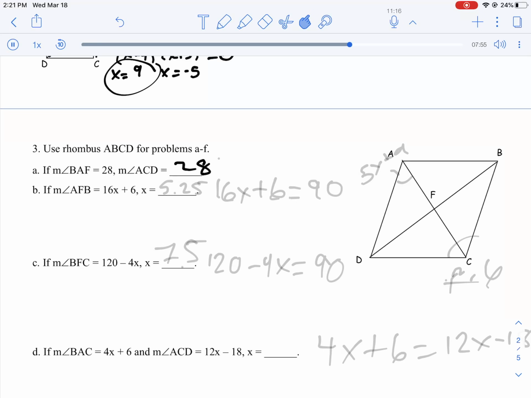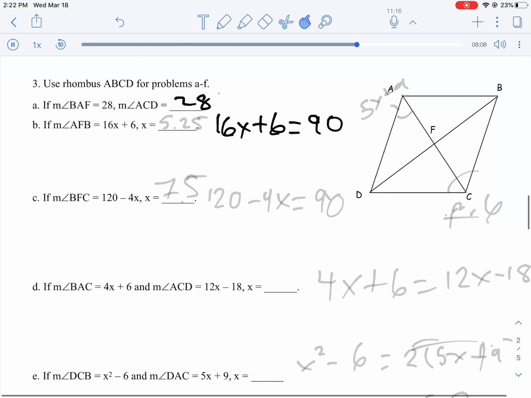Again, in a rhombus, diagonals are perpendicular, so you take that and set it equal to 90, because perpendicular lines make right angles. So when we solve that, we get 90 minus 6, divide that by 16, so we get x equals 5.25.